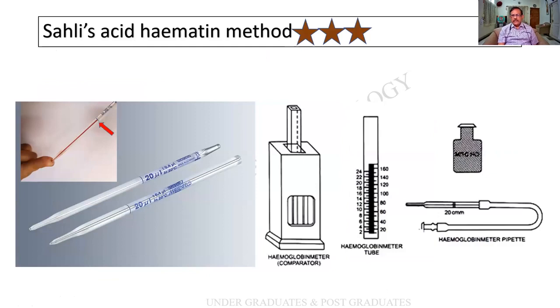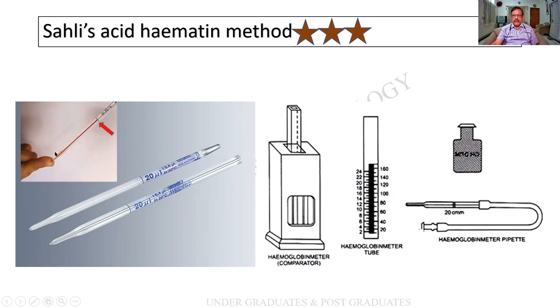And coming to our Sahli's method, this is what might be kept for the examination. And this is a Sahli's pipette. 20 microliters of blood can be taken. Here you see that the blood is being taken by means of capillary action. And it should not cross the 20 mark. Some people overdraw it and then allow it to come down. That is not correct, as the blood here also will be counted.